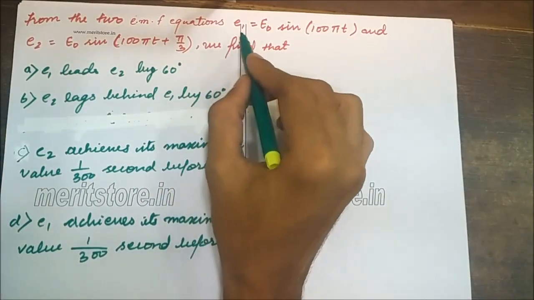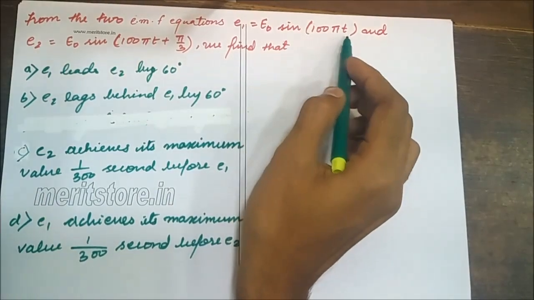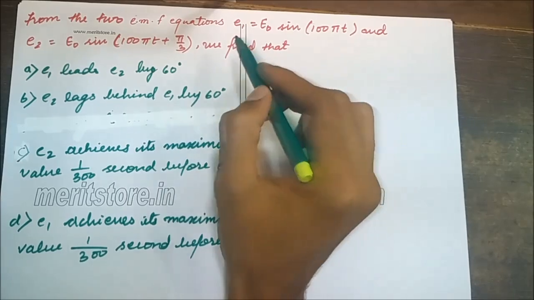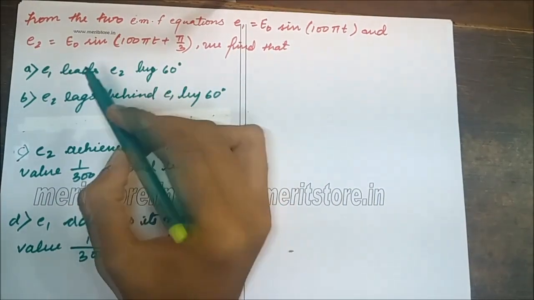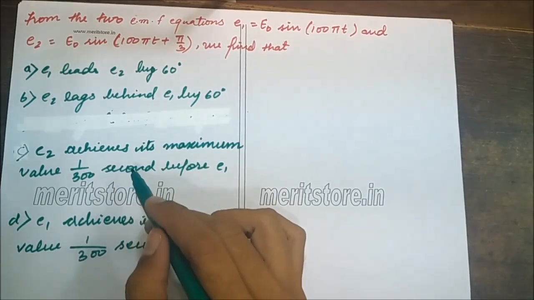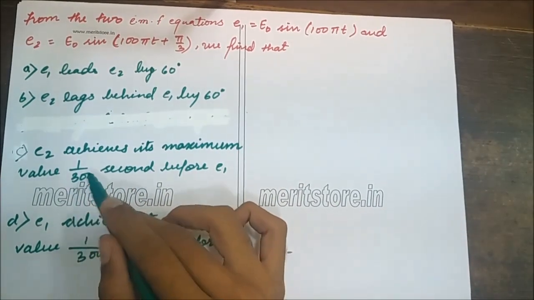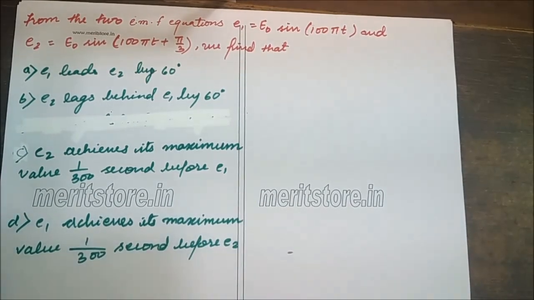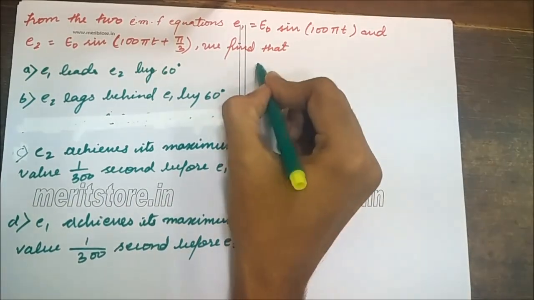From the two EMF equations, E1 equals E0 sin 100 pi t and E2 equals E0 sin 100 pi t plus pi by 3, we find that: E1 leads E2 by 60 degrees; E2 lags behind by 60 degrees; E2 achieves its maximum value 1 upon 300 seconds before E1; and E1 achieves its maximum value 1 upon 300 seconds before E2.